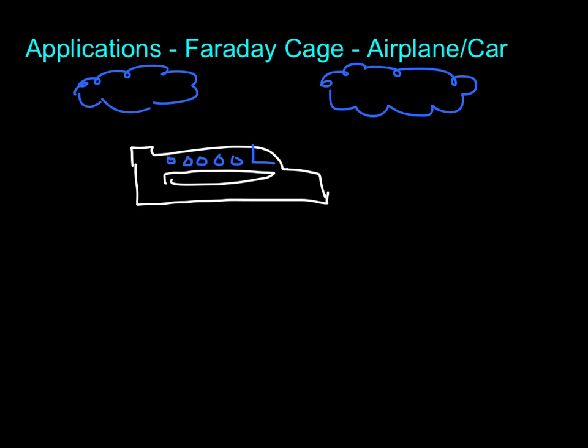Now let's talk about how you can use this. You fly in a giant metal tin can, and it's going through some storms. Then all of a sudden, lightning strikes. But if you notice, the people inside aren't fried. This happens quite a few times, and the people inside don't really notice. Why? What's the plane made out of?